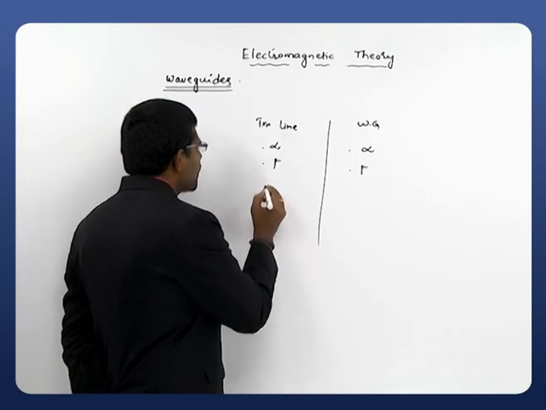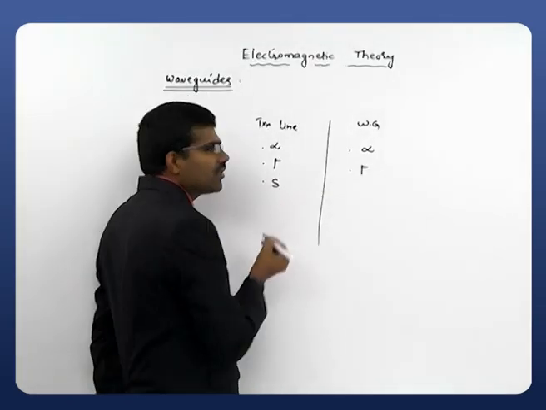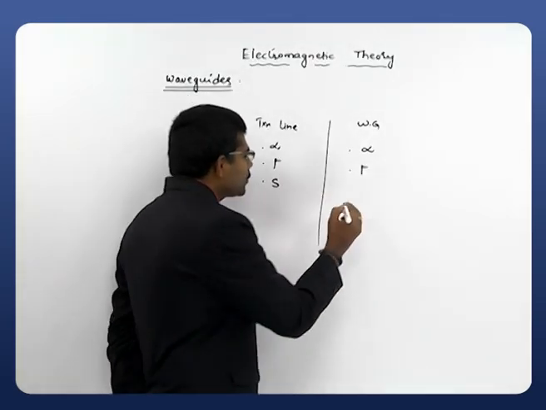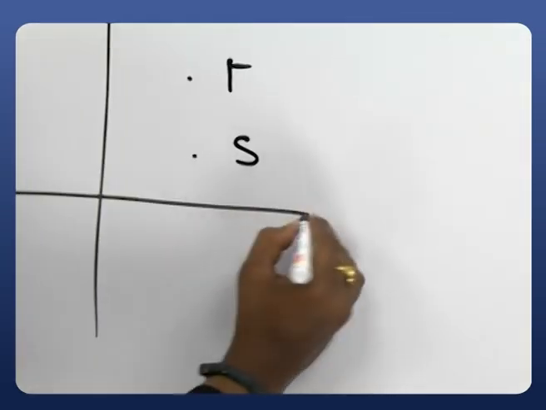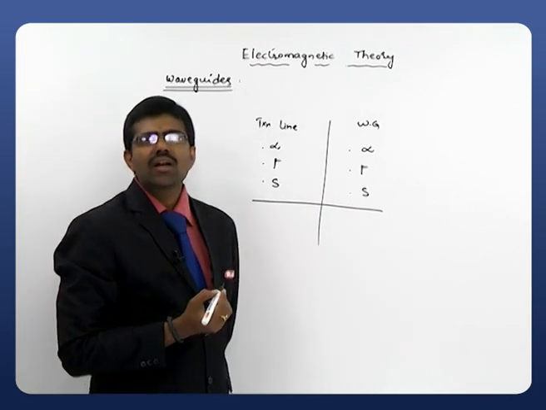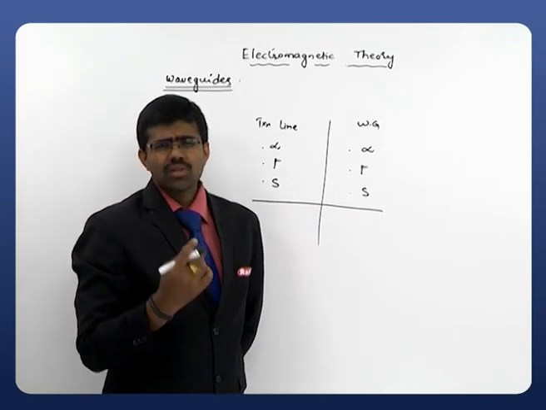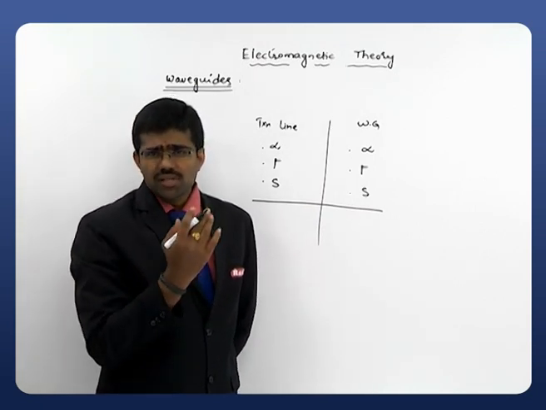Whenever there is reflection, definitely standing wave ratio comes into the picture. Here also the standing wave ratio comes into the picture. Like this, these are three similarities between our transmission lines and waveguides. Now, what are the dissimilarities between transmission lines and waveguides?